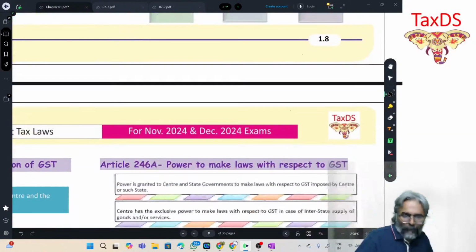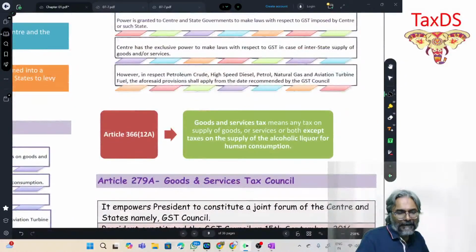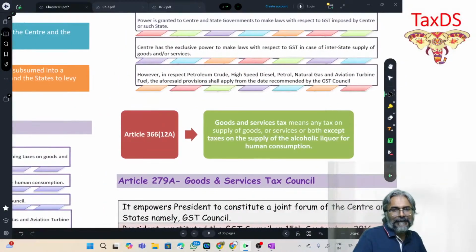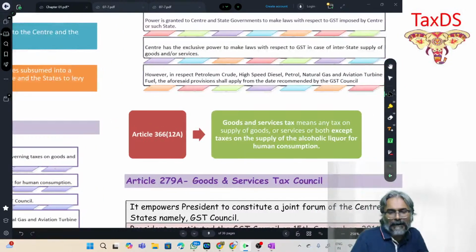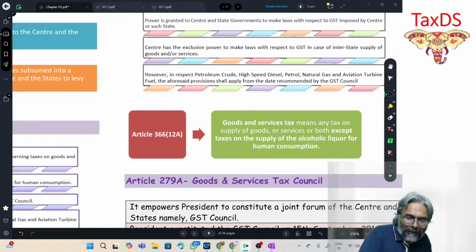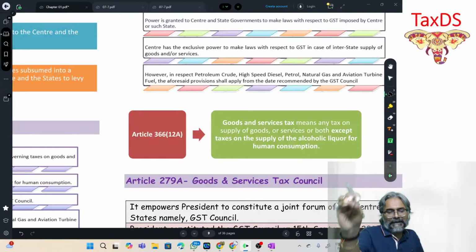So therefore, what happened, students, in this context, is that some important constitutional amendments took place. We will run through the constitutional amendments one by one, and the most important one I'll go through first is Article 366 12A.